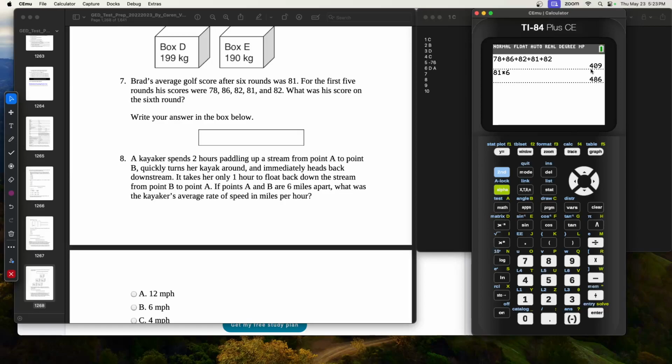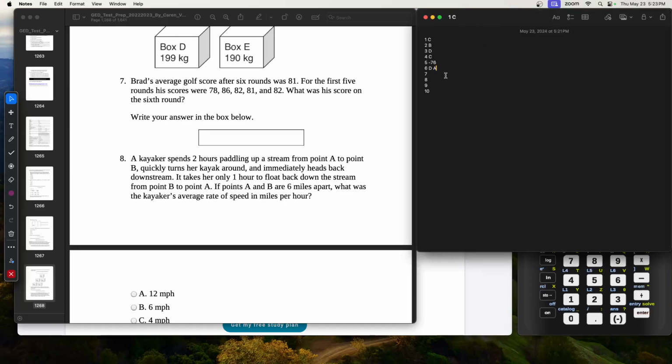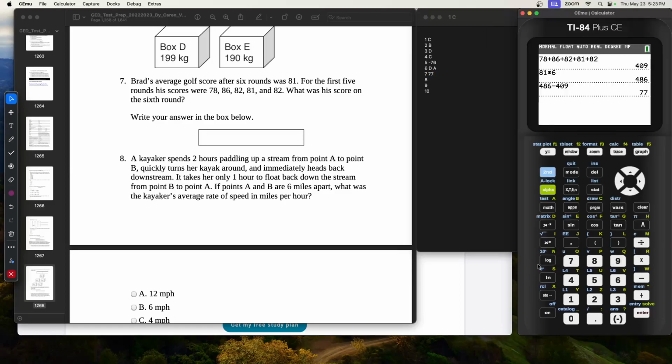So now we know his total score. We also know the total score for his first 5 games. So all we need to do is 486 minus 409, and that has to be his 6th game. How do you guys feel about that? Does that make sense?